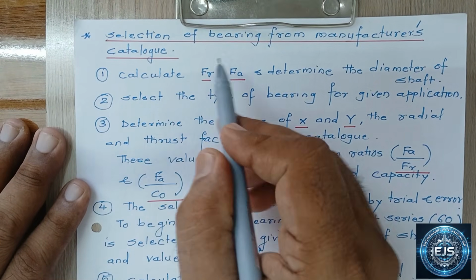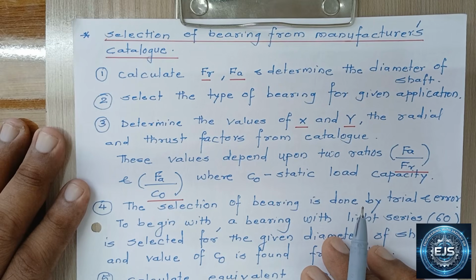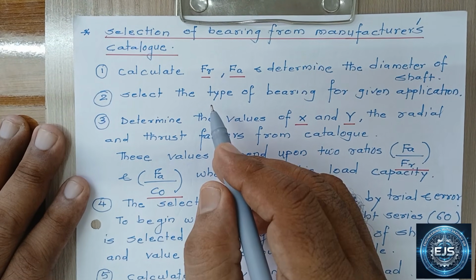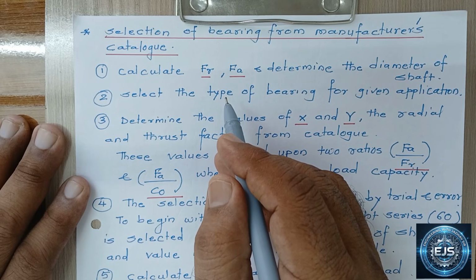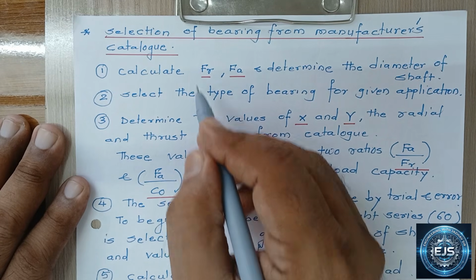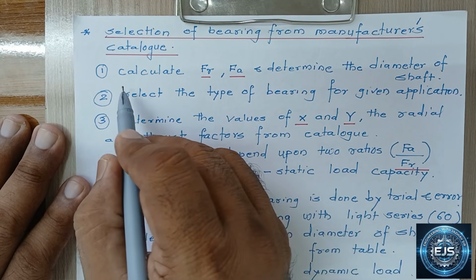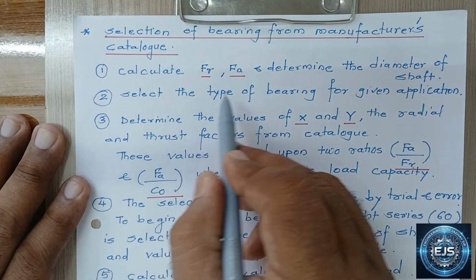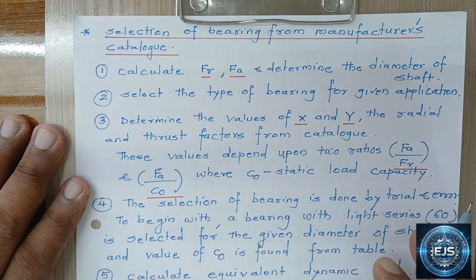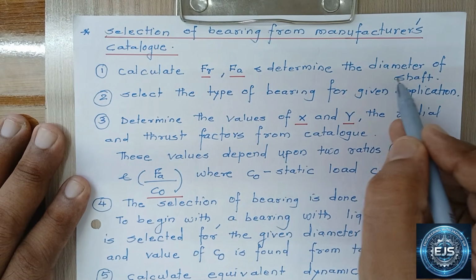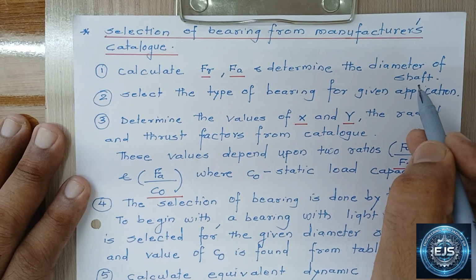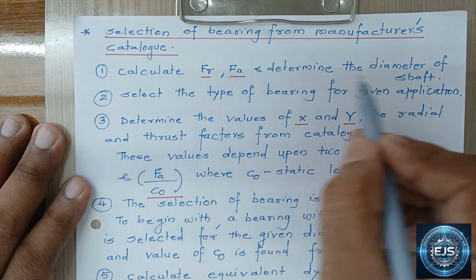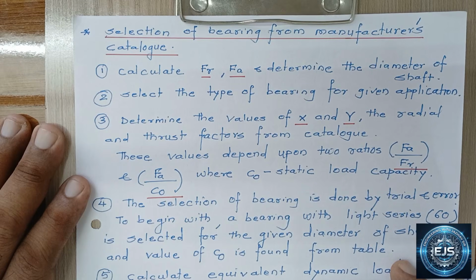Next we have to discuss the selection of the bearing from the manufacturer's catalog, the procedure for selection of bearing from the manufacturer's catalog. So as per the application, we have to select the suitable bearing for the given applications. There is a step-by-step procedure for selection of bearing from the manufacturer's catalog. So very first step is calculate the radial load and axial load acting on the bearing and determine the diameter of shaft which is to be fitted into the bearing. So calculate the radial load, axial load, and the diameter of the shaft. This is very first step.